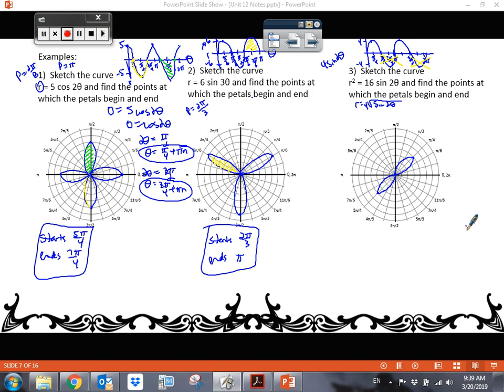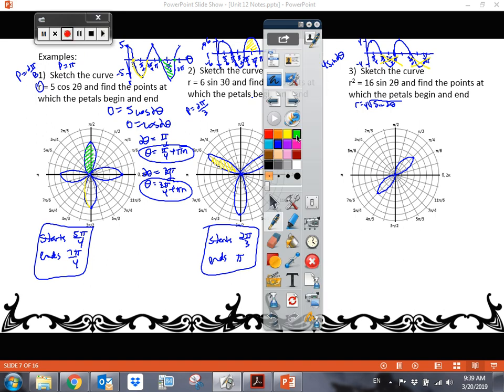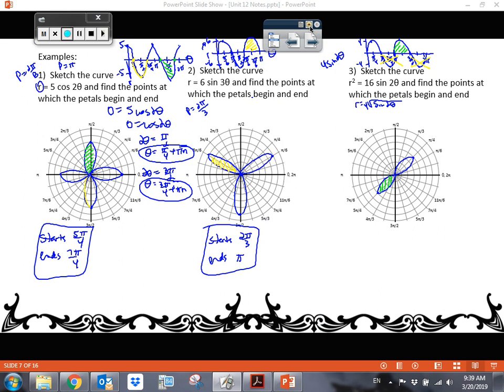Find the point at which the petal begins and ends. So we could pick either one. I don't know. Just for fun, let's pick this one. Which is this one. Okay, so where does that one begin and end? Let's see, it starts at pi and it ends at 3 pi over 2. Okay, how are we doing? Are we okay with this? So we got a good grasp on the petals?